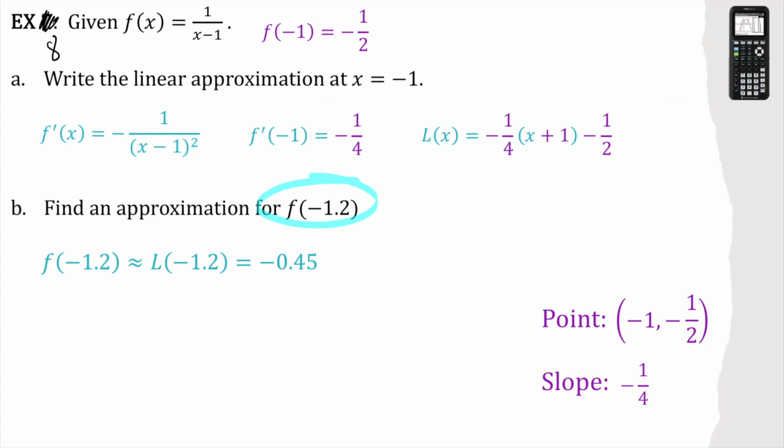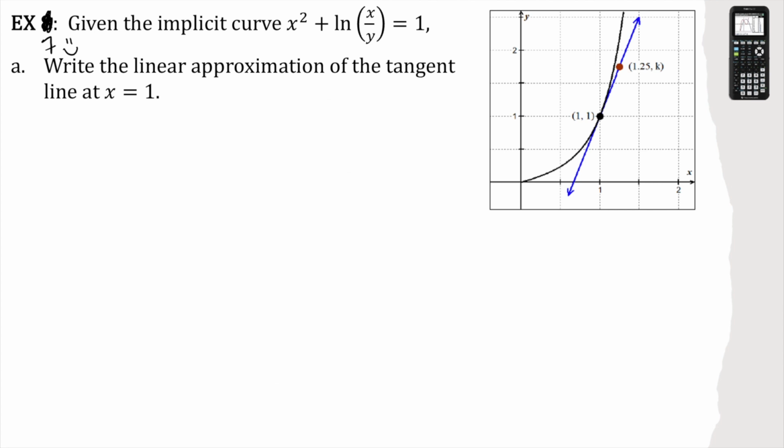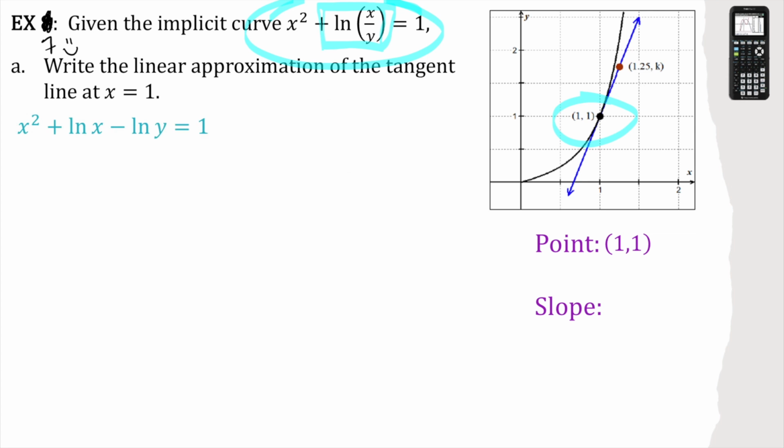You getting the hang of this? Example 7. Write the linear approximation of the tangent line at x equals 1. Ooh, we're going to have to do some implicit differentiation maybe on this one. All right, well, point and slope. The point they actually gave us in the graph, that's (1, 1). The slope, well, before we just start diving into this, let's take that ln piece and separate that using our log rules. That'll make our life a little bit easier, and now we can take the derivative.